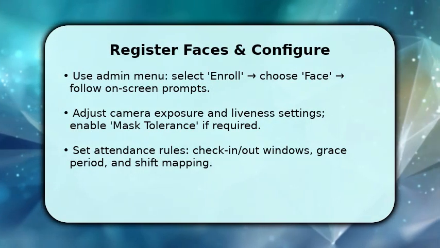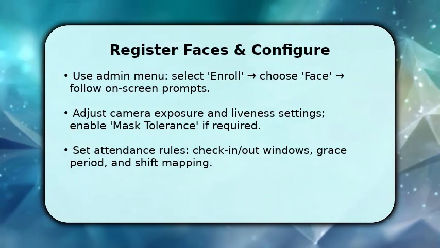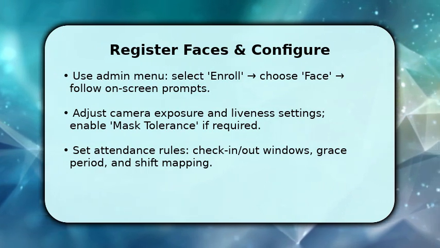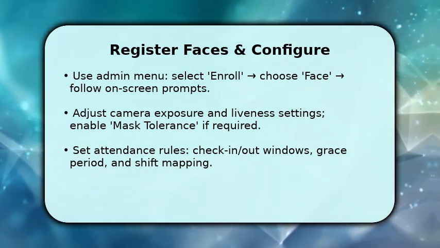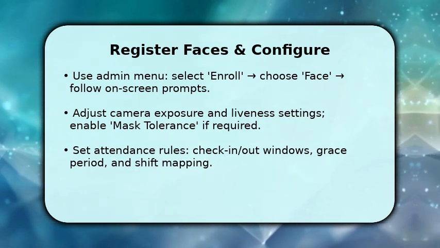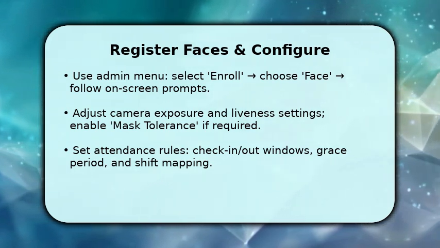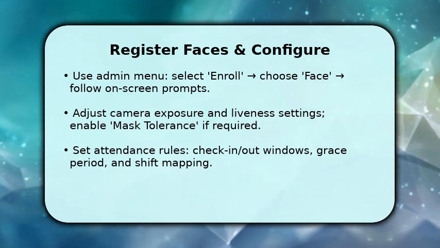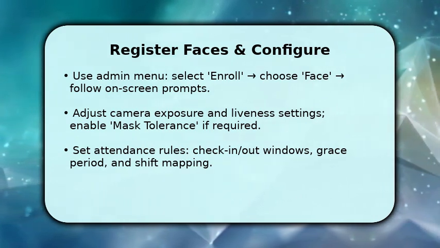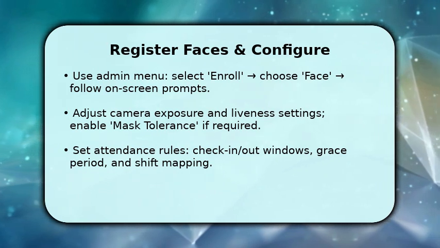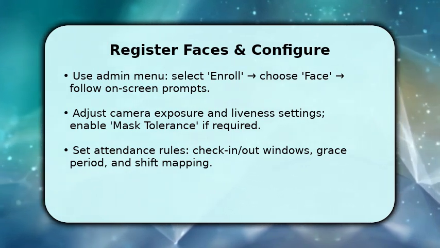You proceed to the critical middle steps: enroll users and tune recognition. From the admin panel, choose Enroll, Pick Face, and capture 3 angles per person for accuracy. This reduces false rejects. Then adjust camera exposure and liveness detection so the sensor works in your lighting. Too strict liveness causes misses, too loose invites spoofing.